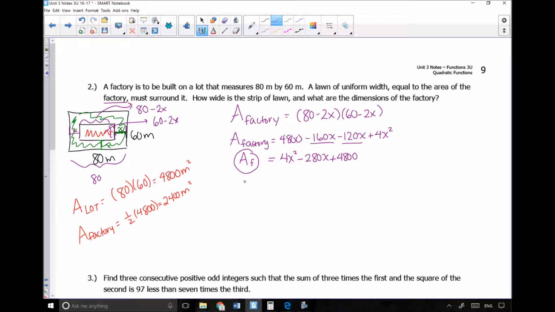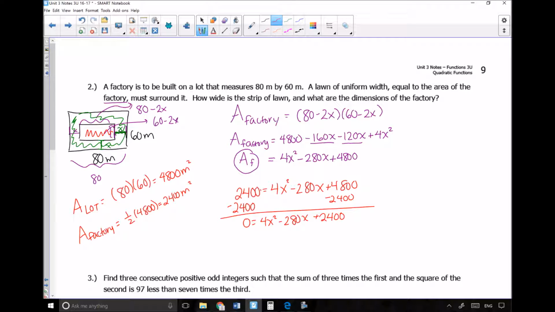So now I know that this area is going to have to be 2,400 meters squared, or I don't need to put the unit, so I'll just put equals 2,400. So 2,400 equals 4x squared minus 280x plus 4,800. Now, since I have a squared here, I need to get everything on one side. So I'm going to subtract this 2,400 from both sides, and I end up getting 0 equals 4x squared minus 280x plus 2,400.